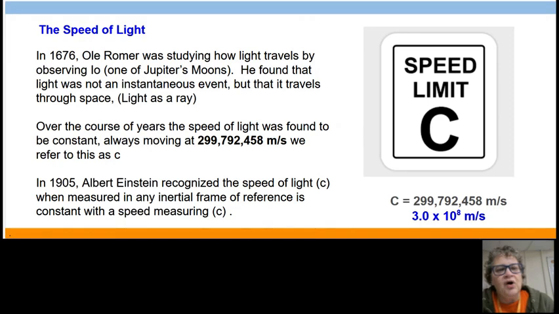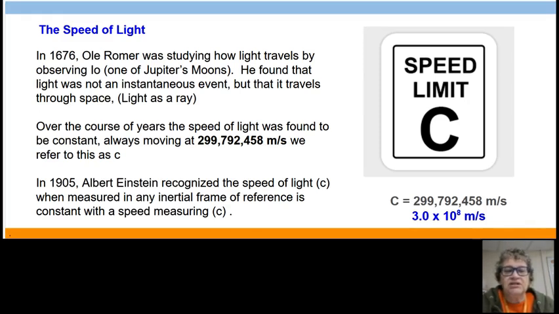Okay. Over the course of years, the speed of light was measured and found to be always moving at the same speed. And that speed is 299,792,458 meters per second. We usually shorten that to what we call c. That's the constant for the speed of light. We shorten it to 3 times 10 to the 8th meters per second.